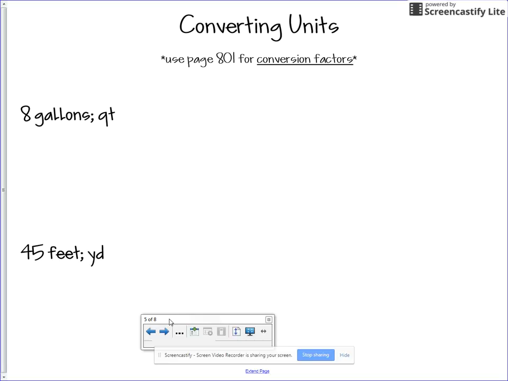All right, make sure you're continuing to write down these notes. Page 801 is very helpful for you for your conversion factors. You should have your books here with you today. For 8 gallons, we're converting that to quarts. You have to ask yourself, how many quarts are in a gallon? There are 4 quarts in 1 gallon. So with that information, we can convert it from gallons to quarts.